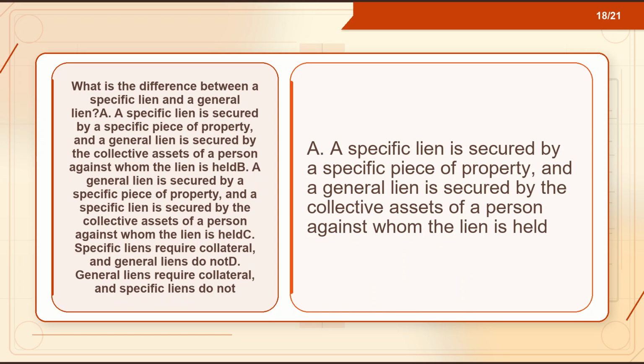Flashcard 18. Term. What is the difference between a specific lien and a general lien? A. A specific lien is secured by a specific piece of property, and a general lien is secured by the collective assets of a person against whom the lien is held. B. A general lien is secured by a specific piece of property, and a specific lien is secured by the collective assets of a person against whom the lien is held. C. Specific liens require collateral, and general liens do not. D. General liens require collateral, and specific liens do not. Definition. A. A specific lien is secured by a specific piece of property, and a general lien is secured by the collective assets of a person against whom the lien is held.